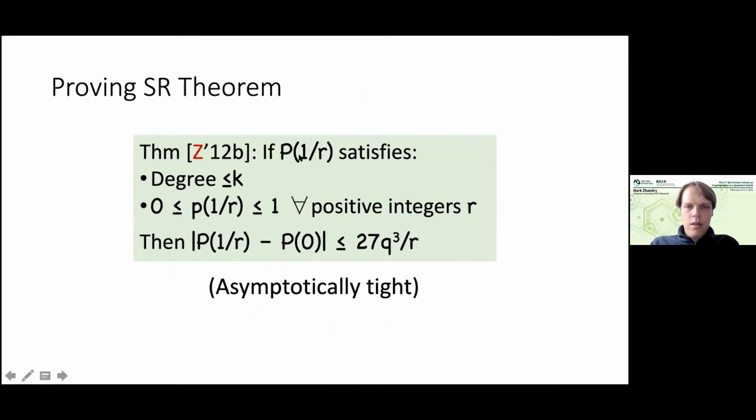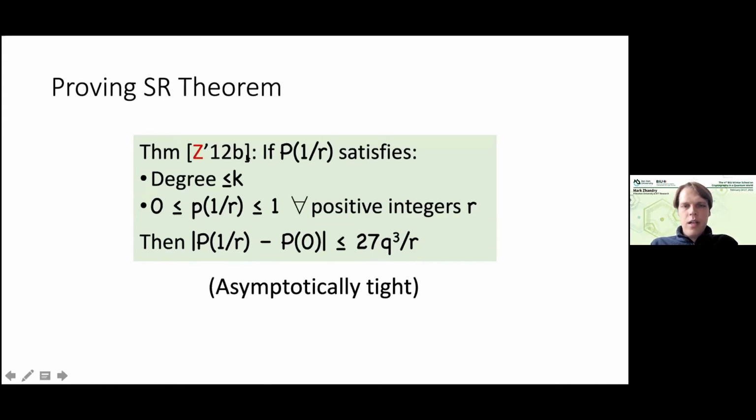You can actually turn this into a theorem: if the degree of your polynomial is less than k, and it's constrained to be between 0 and 1 on all inverses of integers, then you can bound the difference as q cubed over r with some constant. I worked out a bound of 27. I don't know what the right constant is supposed to be, but it's asymptotically tight because we know that the quantum attack for collision finding will actually give an algorithm that distinguishes these small range distributions from random with this advantage, meaning we can't possibly improve this.